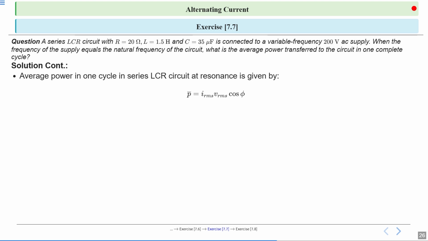That means average power will be equal to IRMS VRMS, the same expression we discussed in the purely resistive circuit. In a purely resistive circuit, the average power dissipated is also IRMS VRMS. So at resonance, the circuit will behave like a purely resistive circuit, and average power will only be dissipated across the resistance.